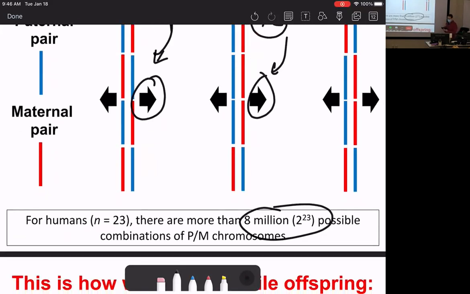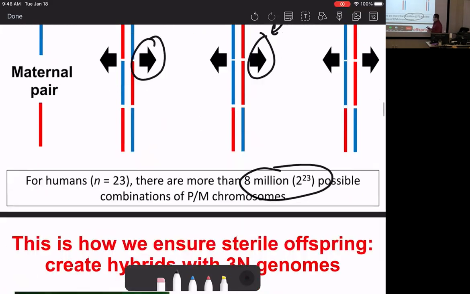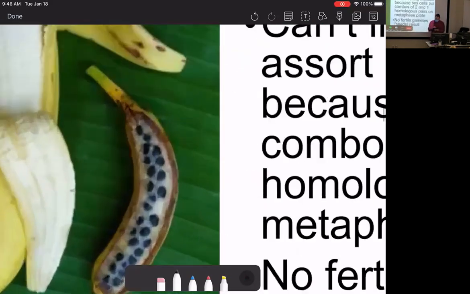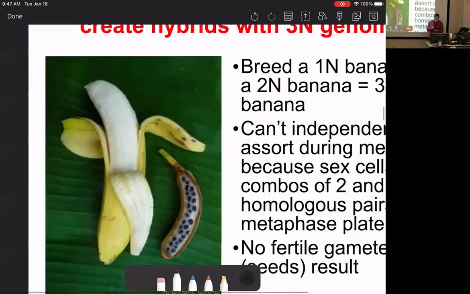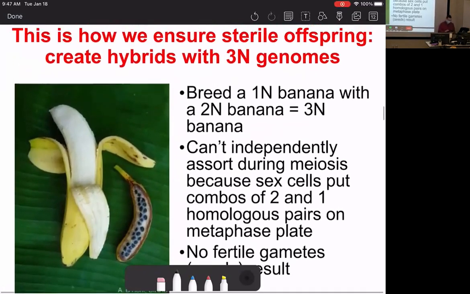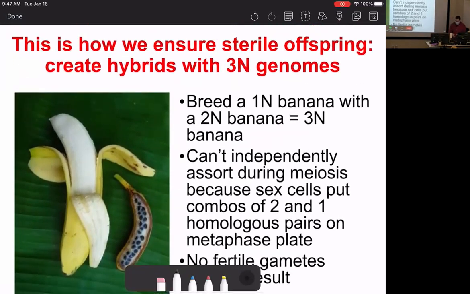All right, so little question time. Anybody ever bit into a banana and cracked your teeth open, right? It'd be a really unpleasant thing to eat. How did we remove these giant shotgun shell seeds from bananas to get what we have today? We synthetically made bananas to have an odd amount of chromosomes.